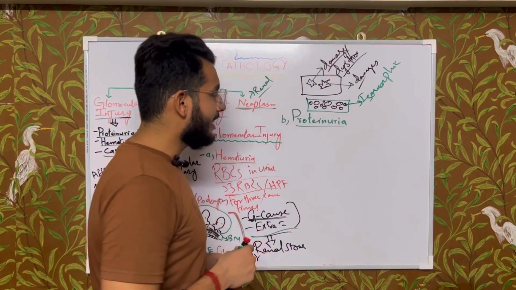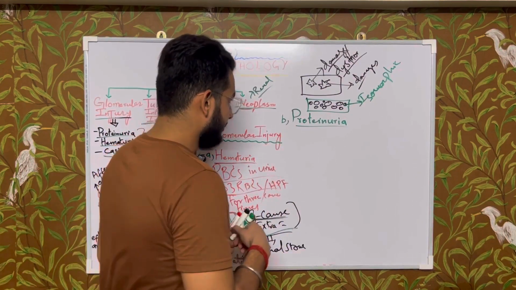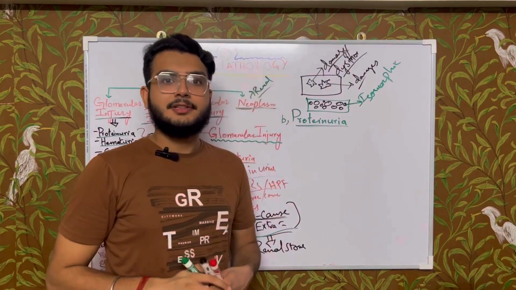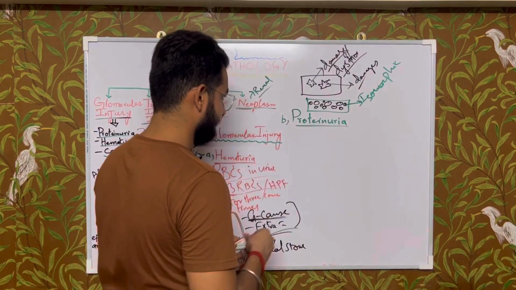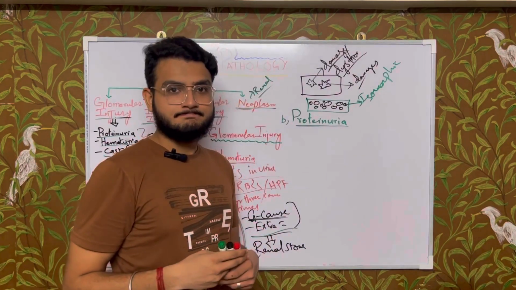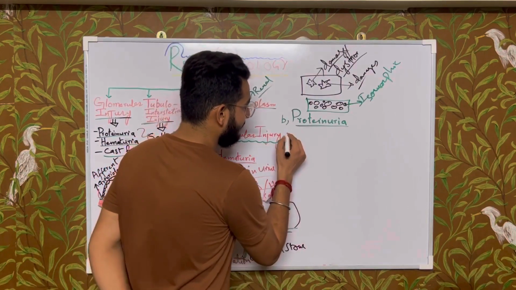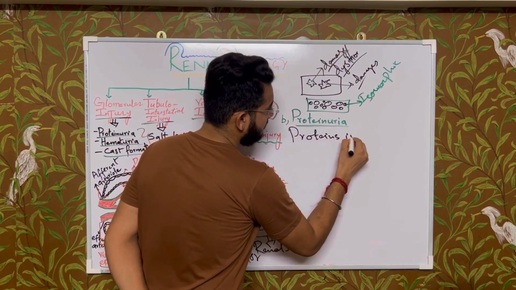So with this we are done with the hematuria. Now let's talk about another presentation of a patient with glomerular injury, which is proteinuria. What is proteinuria? Proteinuria is the presence of proteins in urine.